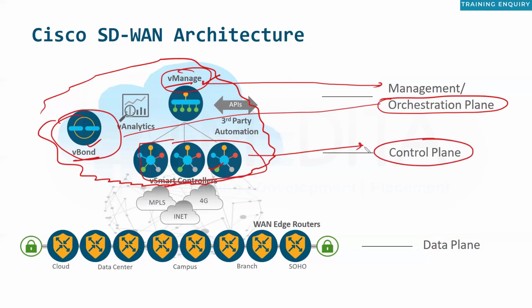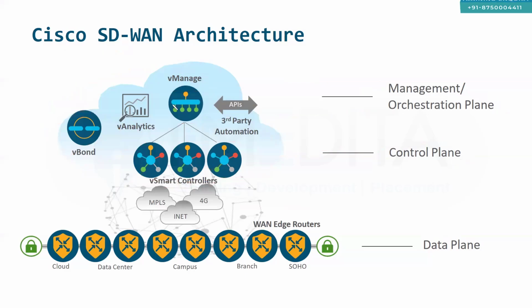So these vSmart controllers will be working as the control plane of your network architecture in SD-WAN. So in Cisco SD-WAN, you have got different control components for different functions. For management, you would always have GUI access to your vManage. You will always log in onto vManage using the graphical user interface, and then you would be working on your network infrastructure from there only.